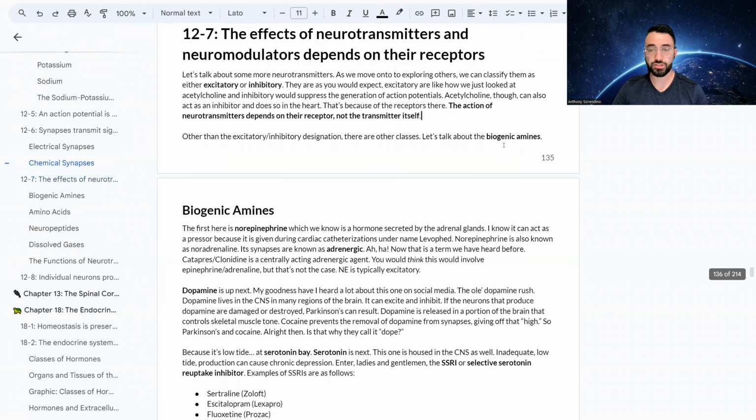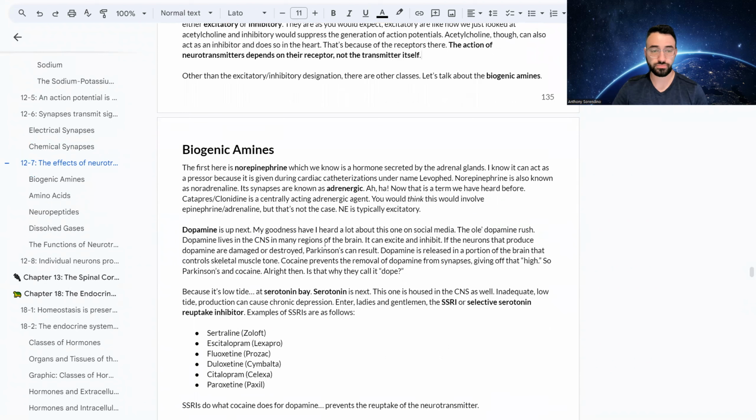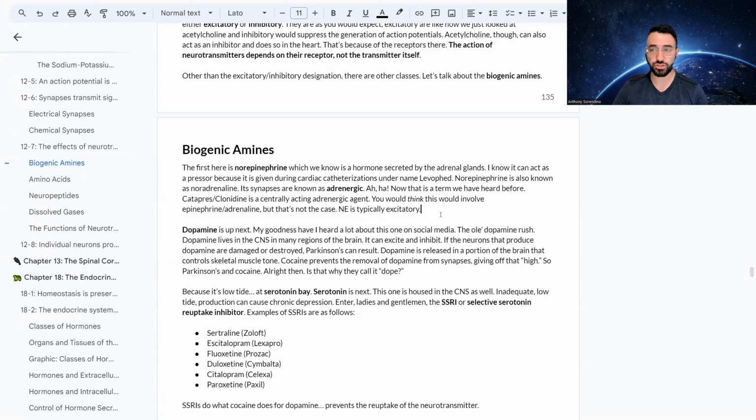We also have these biogenic amines. First one here is norepinephrine, which is a hormone that we know is secreted in the adrenal glands. It can act as a pressor because it's given during cardiac catheterizations under the name Levophed. It's also known as noradrenaline, and its synapses are known as adrenergic. And you would think adrenergic is adrenaline, which would be epinephrine, but it's not the case. So adrenergic, you have to remember, is norepinephrine, all right? That you are going to hear a lot in pharmacology.